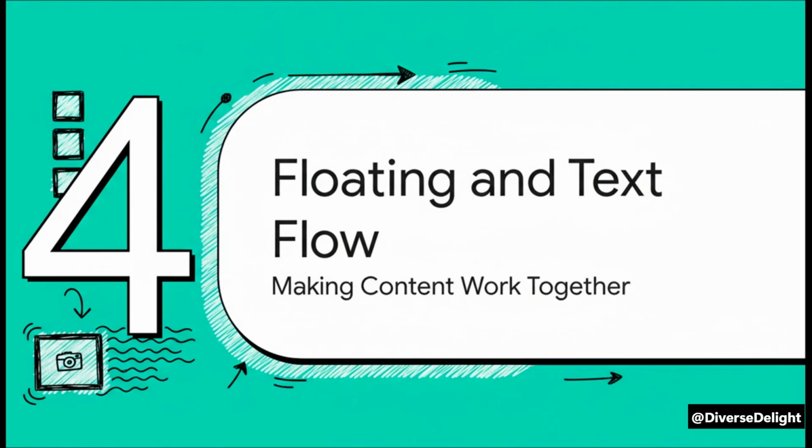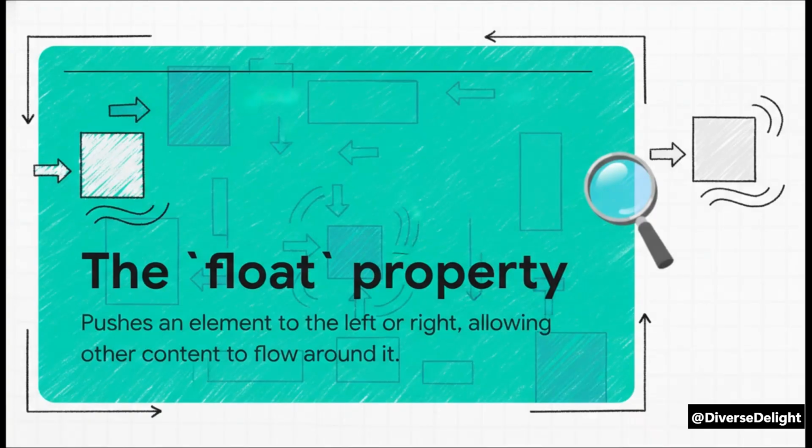So by default, these boxes we just talked about just stack on top of each other, in a single column. But what if you want a more dynamic, magazine-style layout where text wraps neatly around an image? Well, that's where floating comes in. The float property is a classic CSS tool that does pretty much exactly what it sounds like. It takes an element, like an image or a heading, lifts it out of that normal vertical flow, and shoves it over to the left or right side of its container.